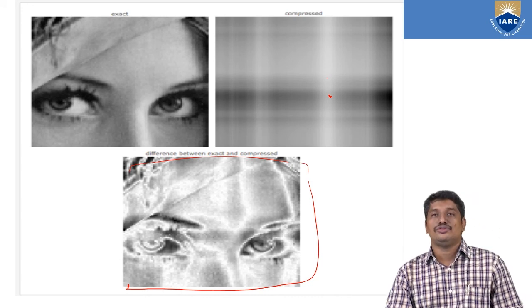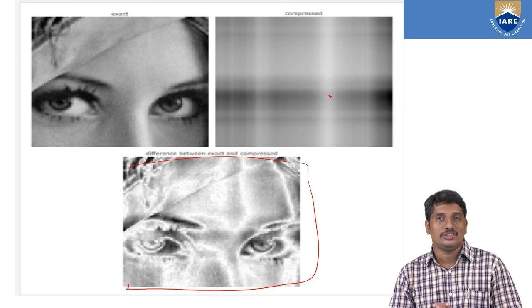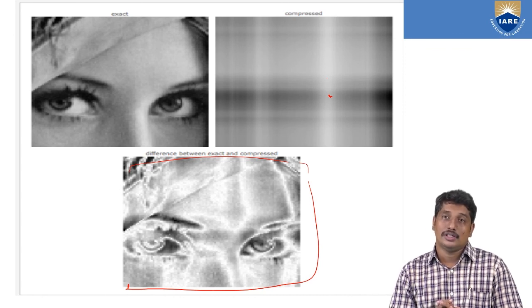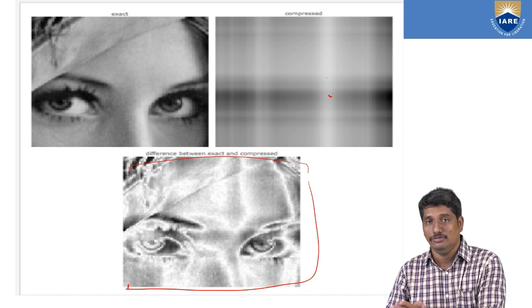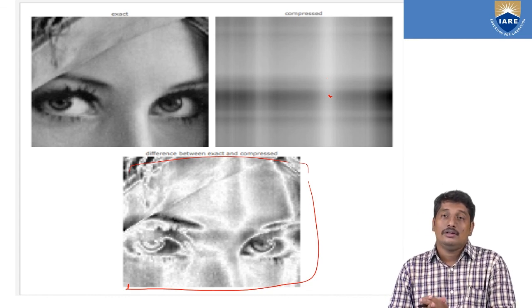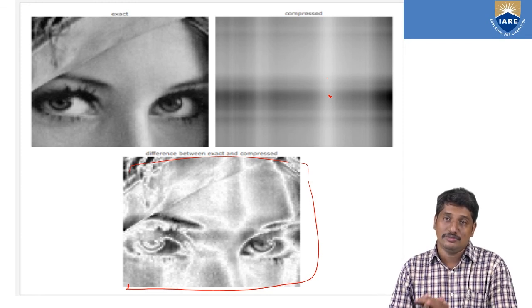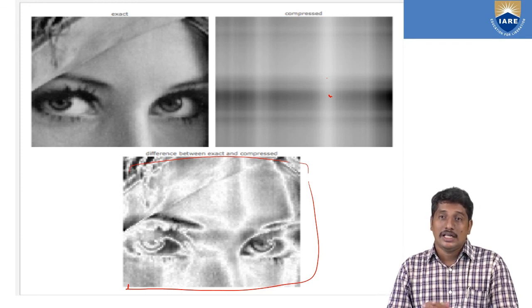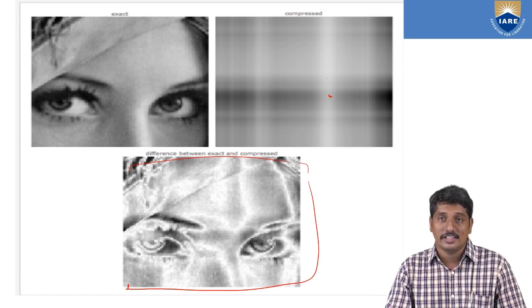So in today's class, we have discussed what an eigenvalue is, what an eigenvector is, and how eigenvalues and eigenvectors play an important role in singular value decomposition. We understood what the singular value decomposition of a given matrix is, U, D, V transpose. We have understood the relationship between eigenvalues, eigenvectors and singular value decomposition. Then we have seen some applications of singular value decomposition, and we concluded with an example of image processing with singular value decomposition.